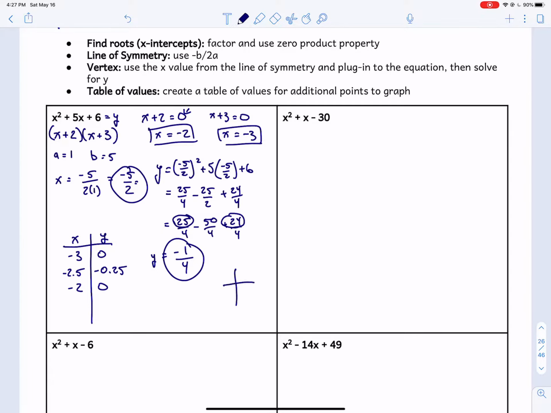So think of what's happening here. We plotted this point, we plotted that point, and we plotted that point, and now it's kind of cruising back up. So what would be the point where it crosses the y-axis? That would be here at 6. So 0, 6. So there's 4 points. With those 4 points, we could graph this parabola.